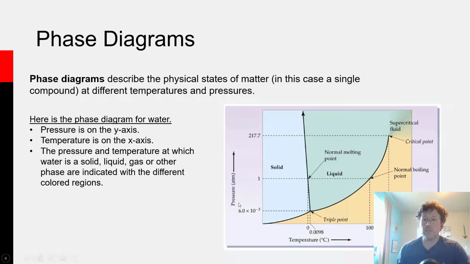So the phase equilibrium boundaries are simply the phase boundaries, which indicate pressure-temperature combinations where that pure chemical will be in transition from one phase of matter to another.